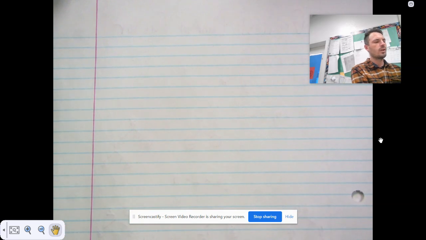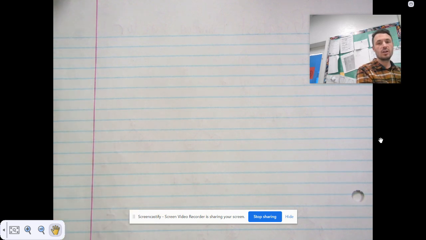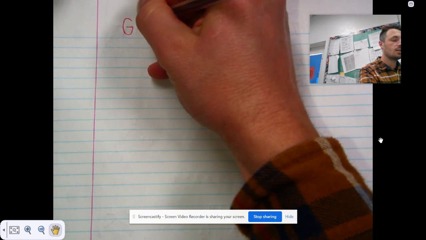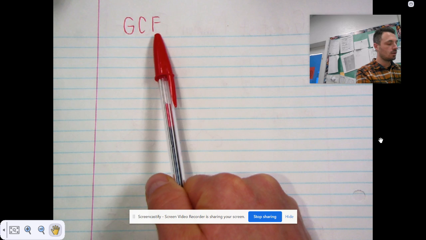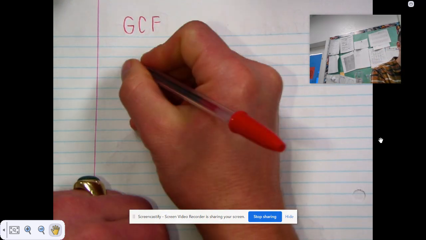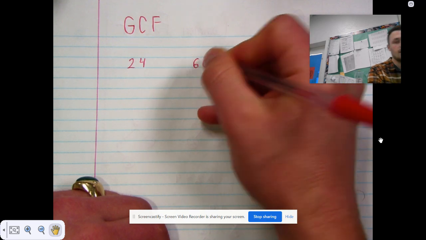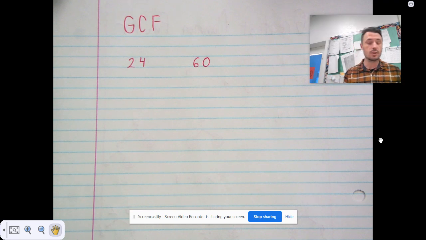Oh, and one thing I think I forgot to mention is that we're finding the greatest common factor in this lesson, and that can also be shortened to GCF, greatest common factor. Let's say we had to find the greatest common factor for 24 and 60. Now we could list all the factors for both those numbers and then pick the biggest number that's in both lists. That would take a long time.